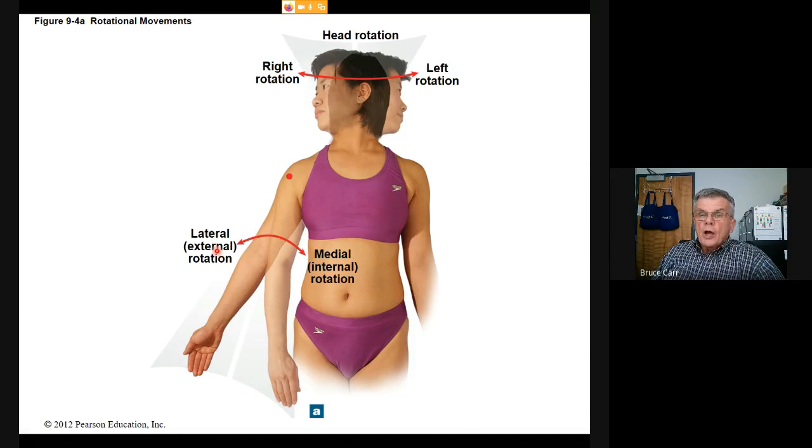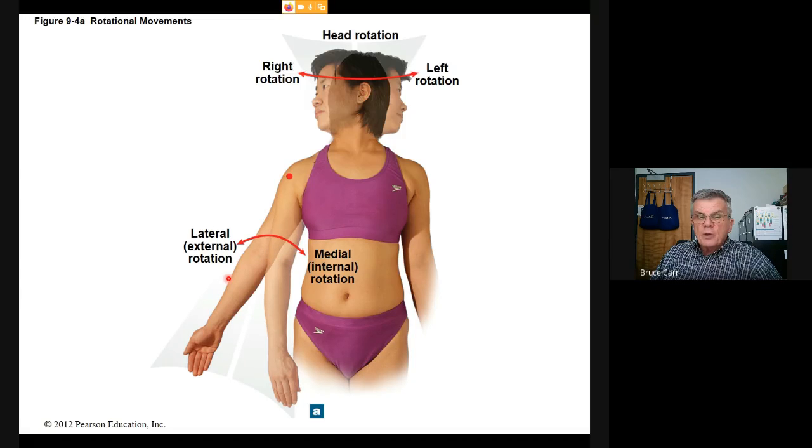Rotational movements. We are pivoting around an axis. In this case, the right rotation and the left rotation is for the neck. This is the axis to atlas connection. And it is right on the midline, so left and right describes it very well. For the lateral joints, such as the shoulder, we can rotate the shoulder to turn the hand over.